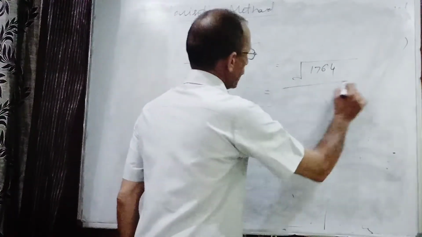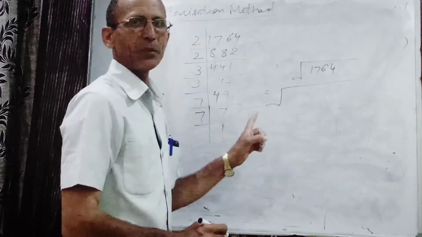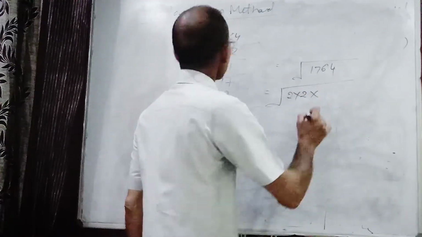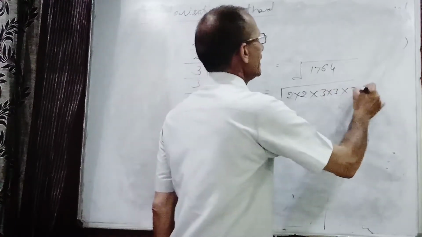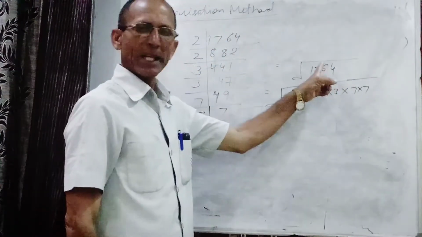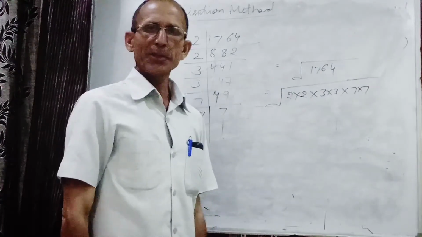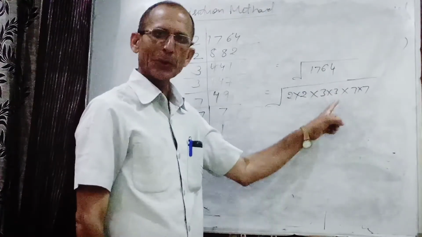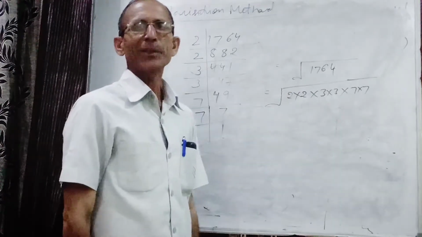Now 1764 can be written in the form of a product. If I write like this, 2 2, 3 3, 7 7. Same thing, because these are the prime factors of 1764. Have you understood? 1764 can be written like this also, because if I multiply them, the result will be 1764.